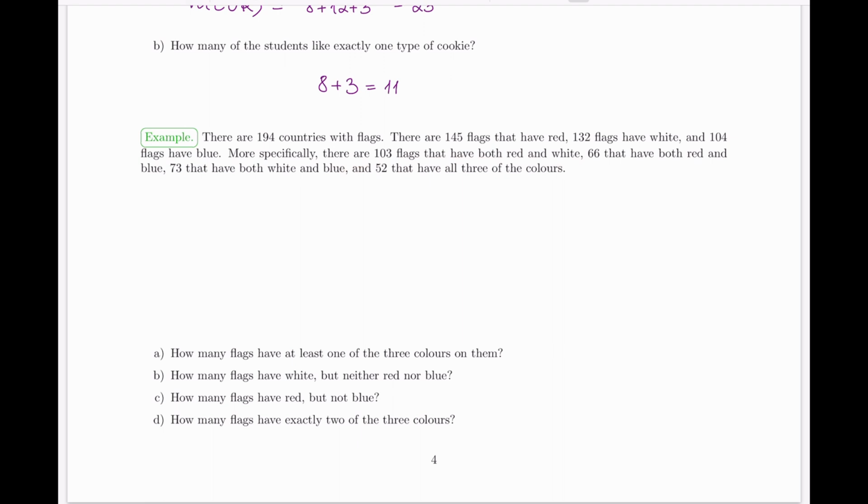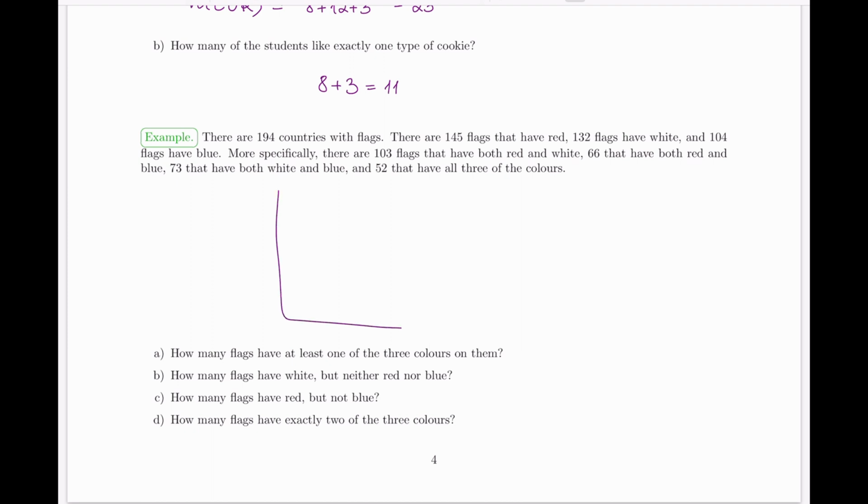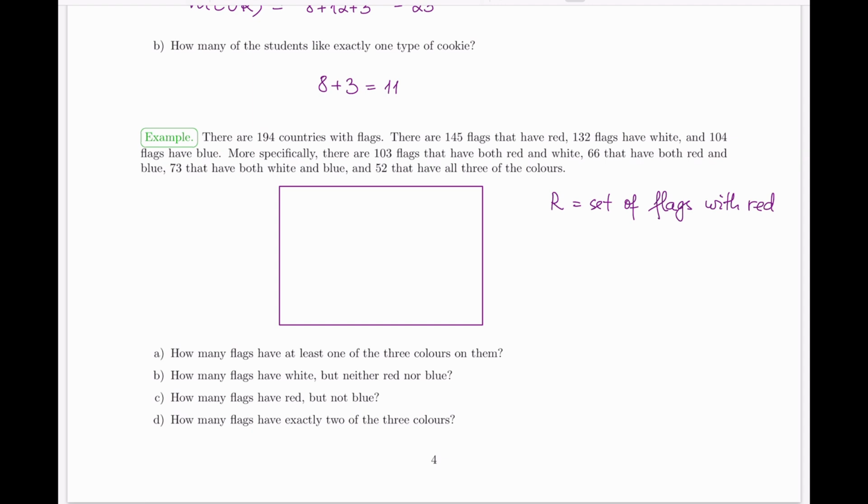So I have myself a universal set with 194 elements. Here's my universal set. And I'm going to have 3 different subsets of it. So I'm going to have R representing the set of countries that have flags with red in them, W that represents the set of flags with white, and B that represents the set of flags with blue.